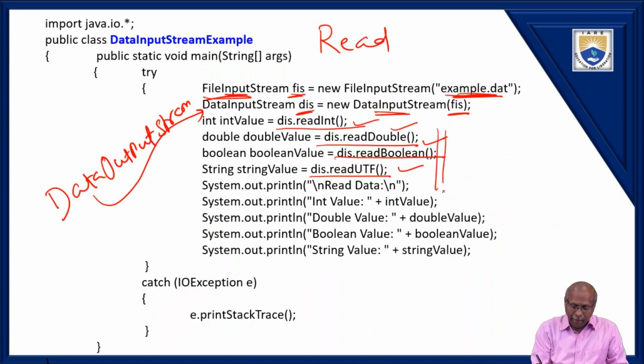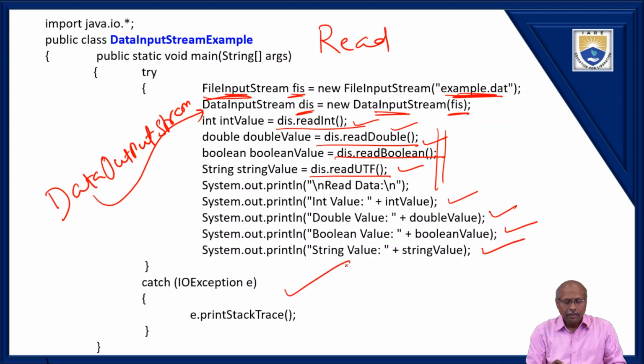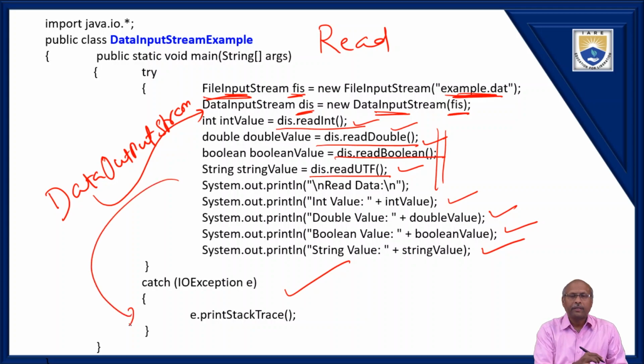After reading this data, I am printing it on the screen: the int value, double value, boolean value, and string value. Automatically the values will be printed on the screen. If there are any errors, it will throw an exception, and then we catch it. So this is how DataOutputStream works, and this is how DataInputStream works.